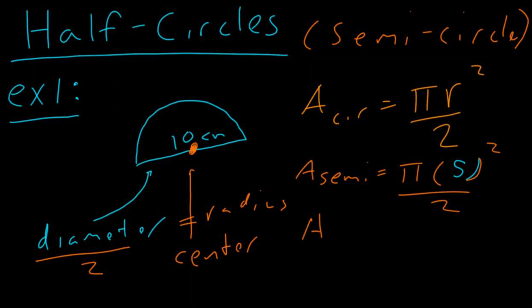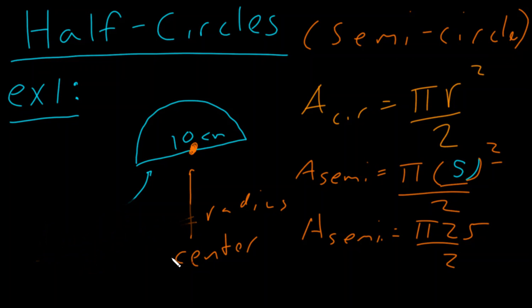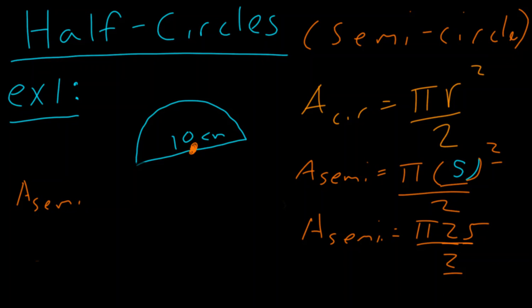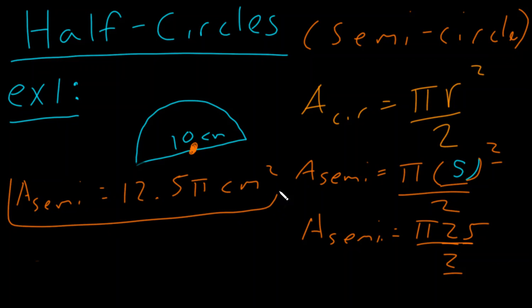Now, as we continue on, we know that the area of a semicircle is going to be pi times, well, what is 5 squared? Well, that's going to be 25 all over 2. And this allows us to actually write down 2 different types of answers. Okay? So, our answer number 1 is we can actually just take and do 25 divided by 2. We could say that the area of our semicircle is equal to 12.5 pi centimeters squared. And this is called writing your answer in terms of pi.